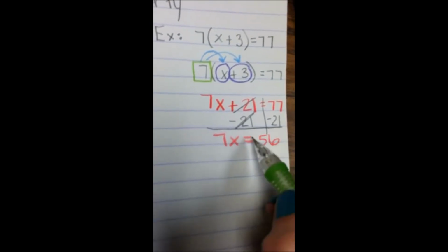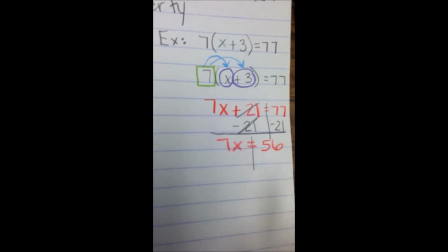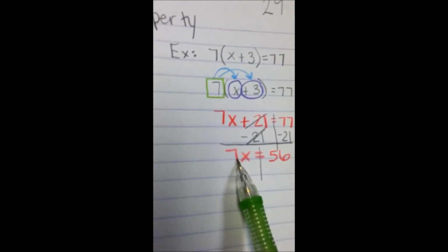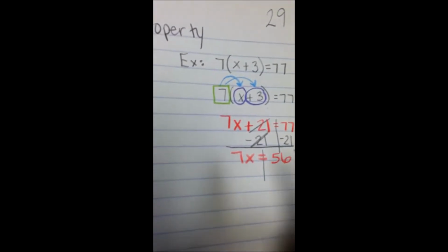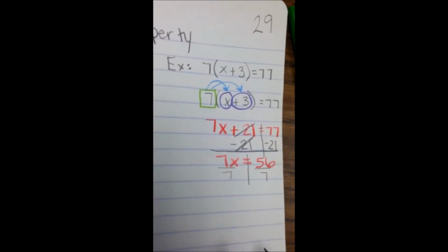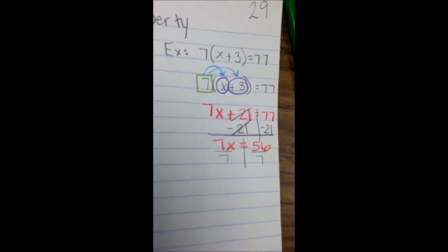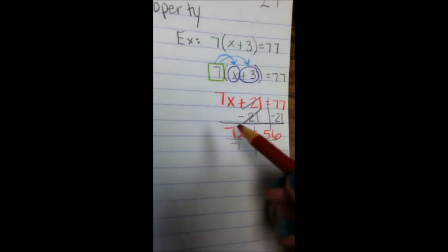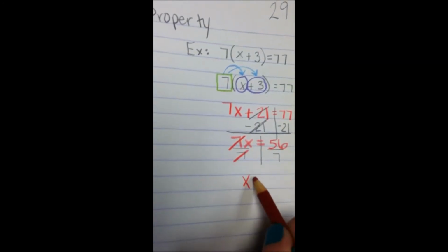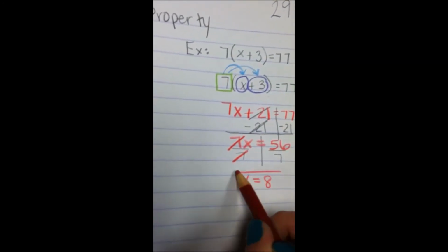Now I'm going to draw another line, put my pencil on my variable, and this says multiply by 7, so I'm going to divide by 7. Okay, and when I'm all done, my 7s are going to cancel out, so my answer will be x equals 8.